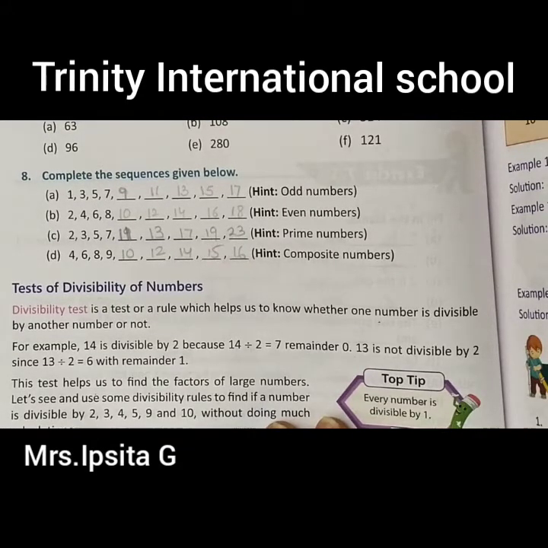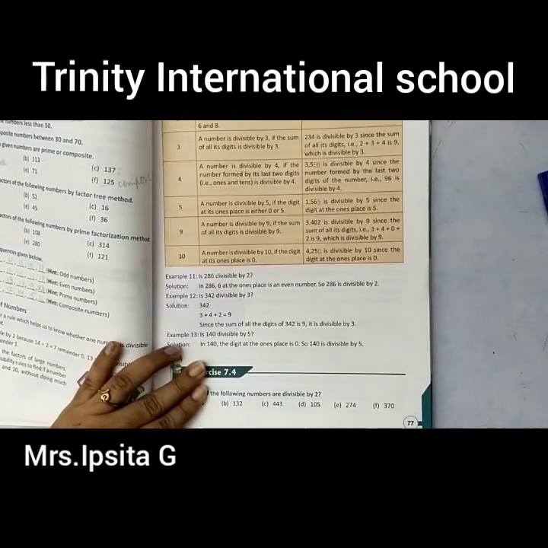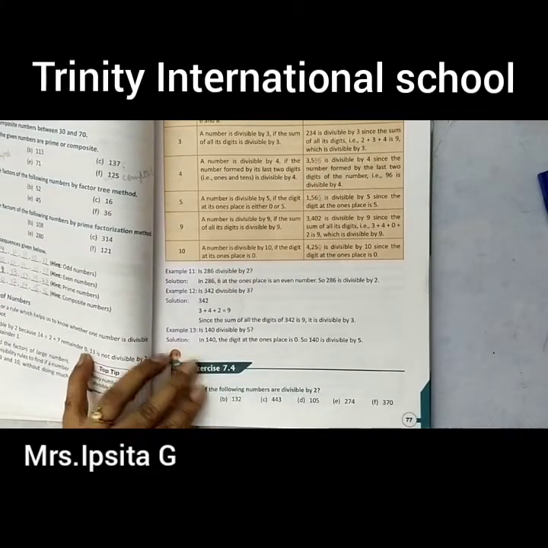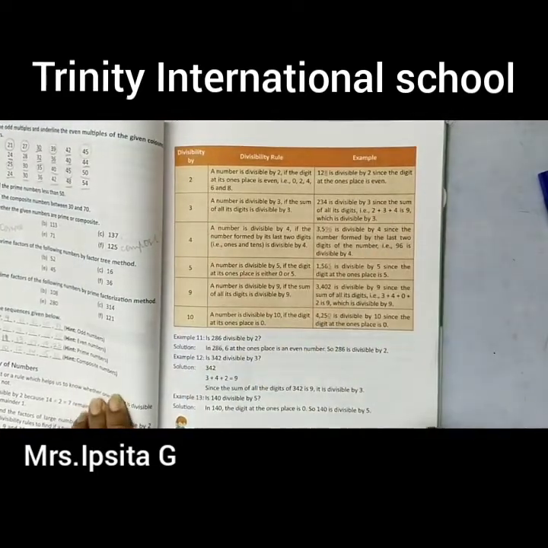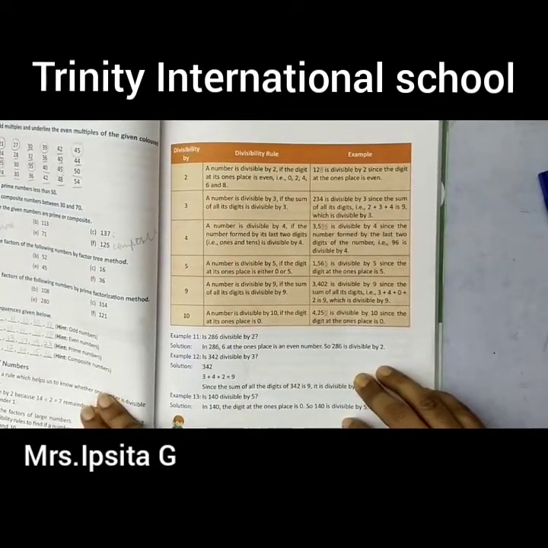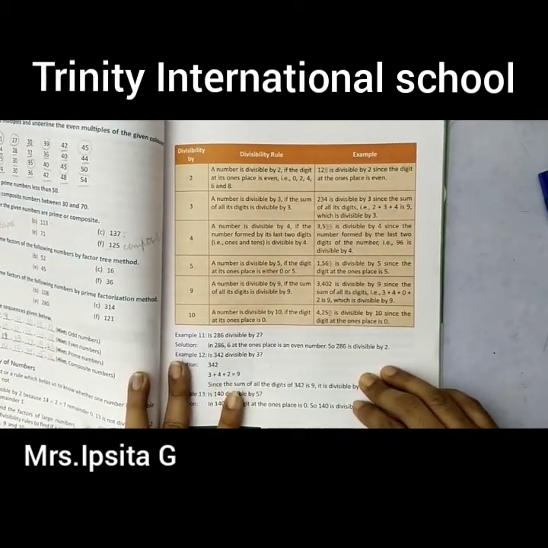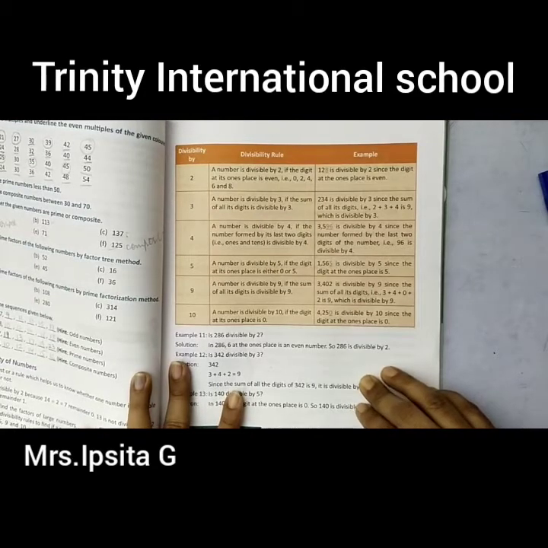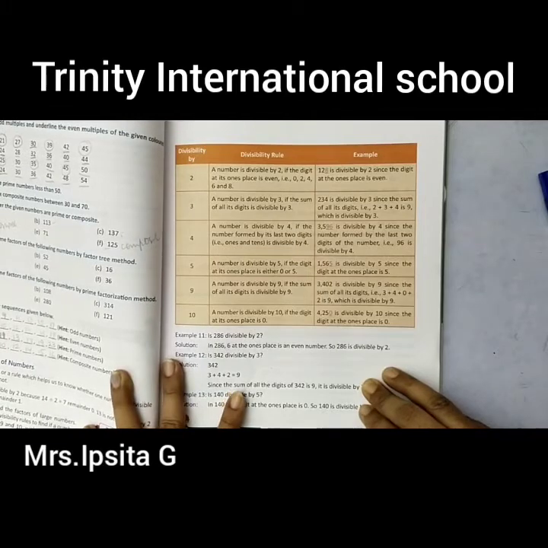Let us first take out page number 77, where you have a chart which gives you the divisibility rule. Page number 77 gives you a chart. ये देखिए, ये चार्ट दिया हुआ है. This chart gives you the divisibility rule. So let us go through these rules one by one and understand the concept of divisibility rule.